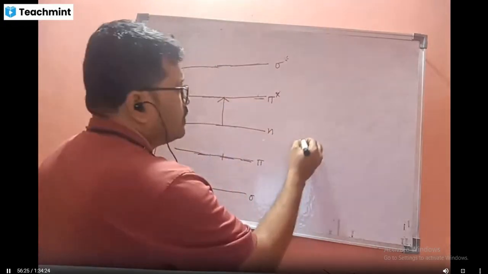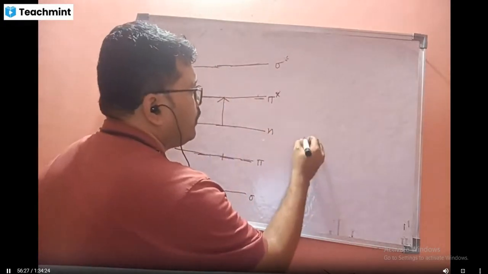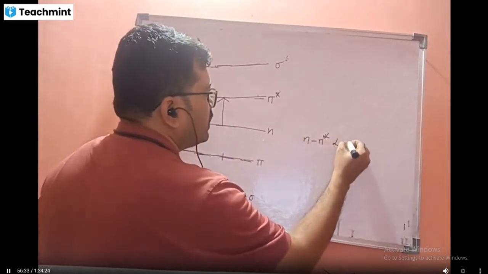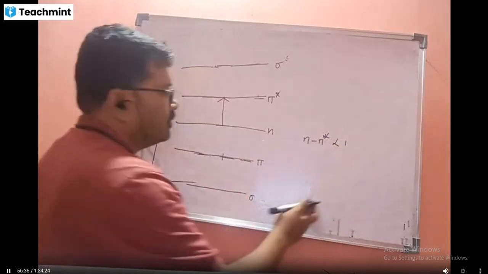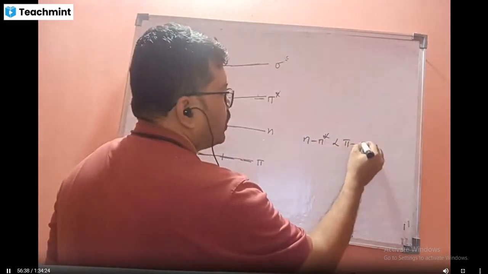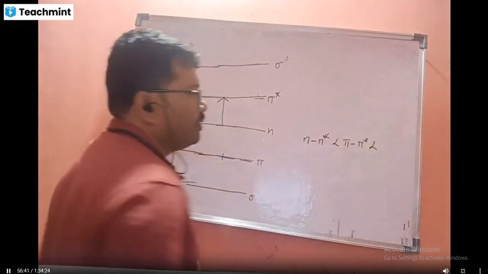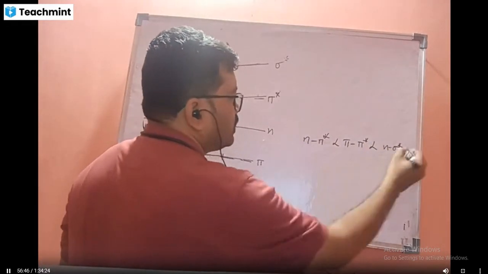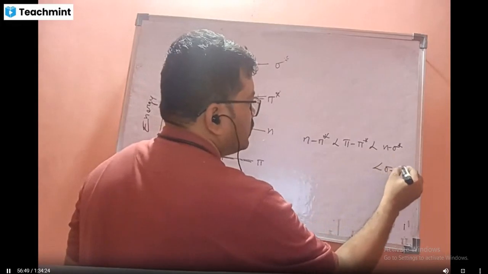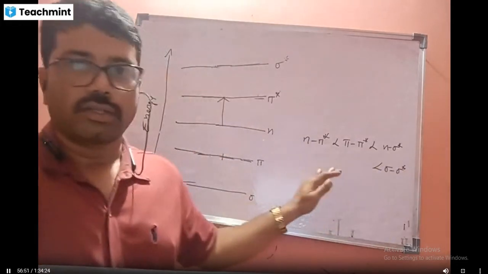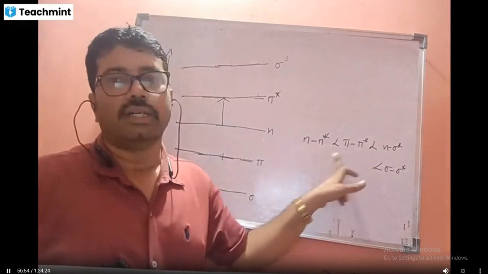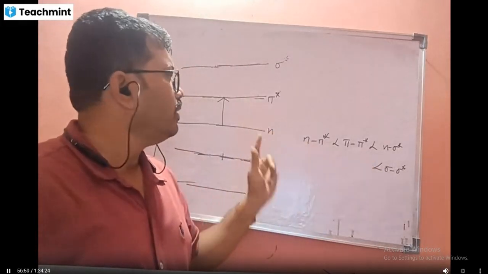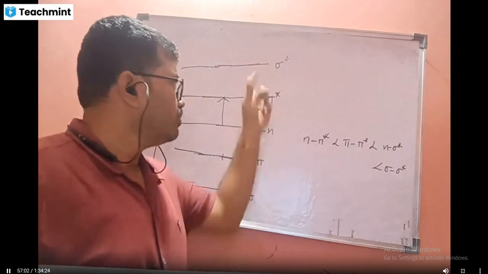So least energy, say n to pi star is less energy, in increasing order. After that, pi to pi star, n to sigma star, then sigma to sigma star. See, they will ask this. The energy gap is very small for n to pi star, then pi to pi star, after that n to sigma star, then sigma to sigma star.